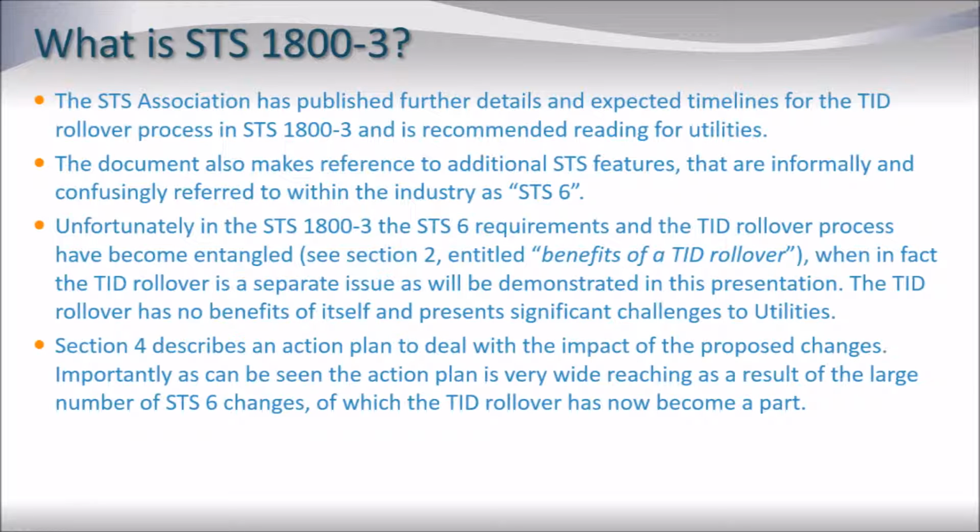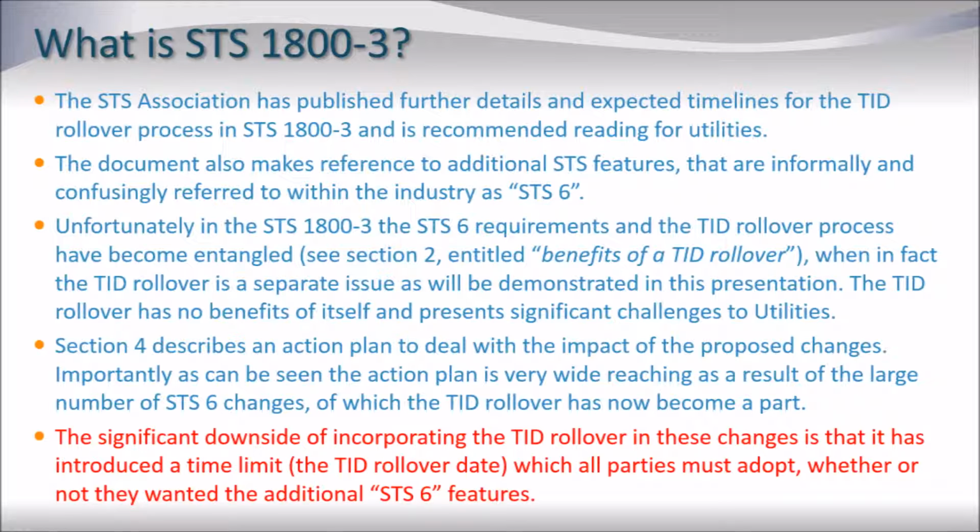Section 4 describes an action plan to deal with the impact of the proposed changes. Importantly, as can be seen, the action plan is very wide-reaching as a result of the large number of STS 6 changes required, of which the TID rollover has now become a part. The significant downside of incorporating the TID rollover in these changes is that it has introduced a time limit, the TID rollover date, which all parties must now adopt, whether or not they wanted the additional STS 6 features.